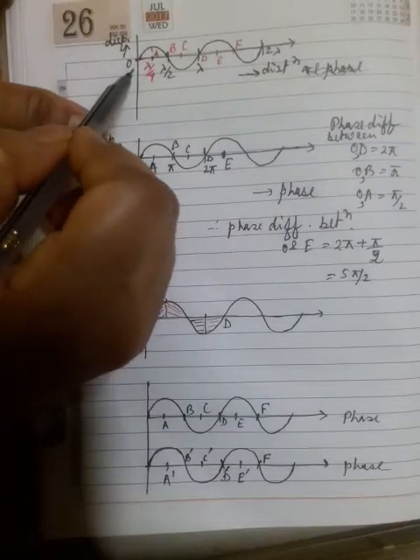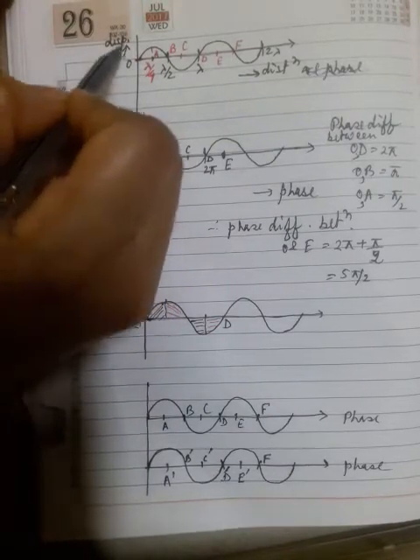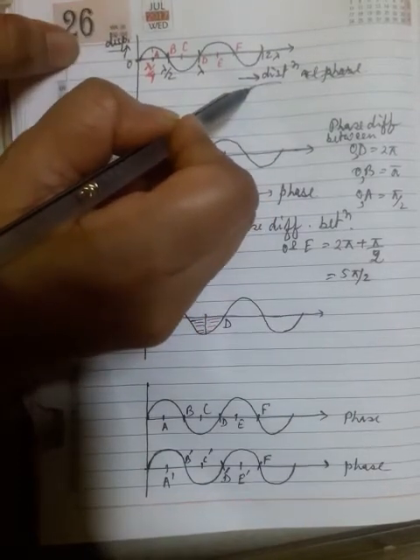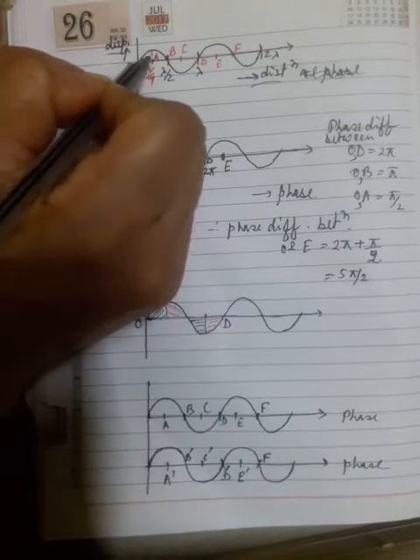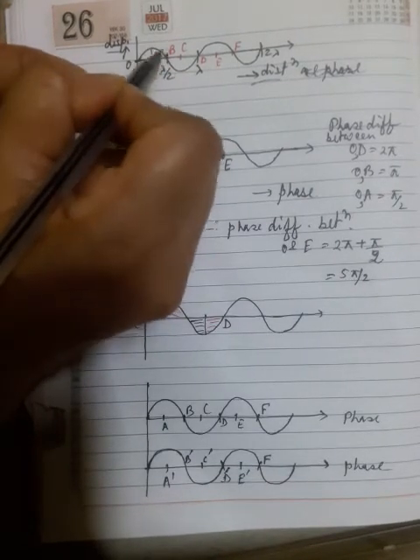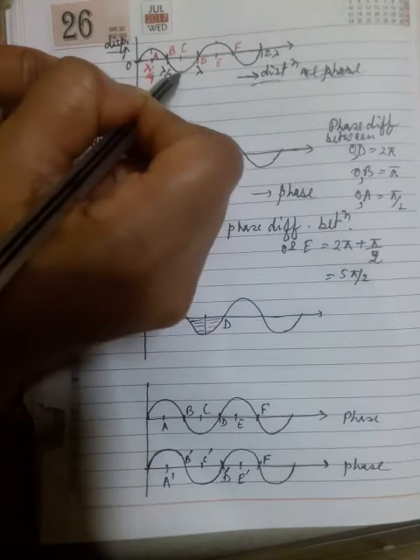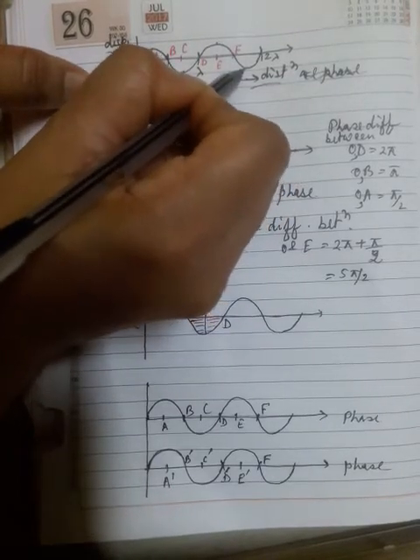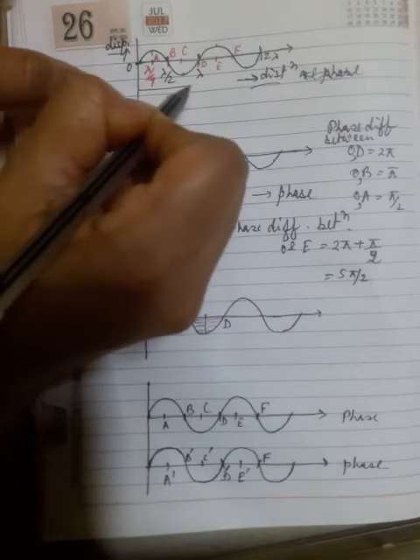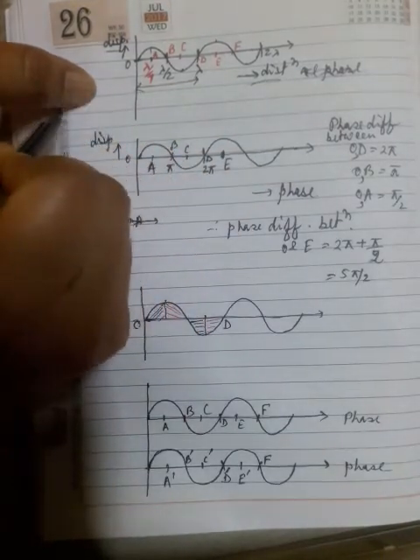Here I have drawn a displacement versus distance graph. Now this one here I am representing the transverse wave. Peaks are known as crests and this one is known as trough. Clear? So this one, up to this, O to D, is the wavelength.